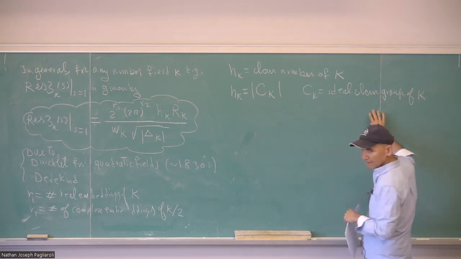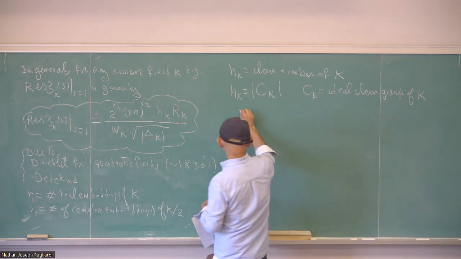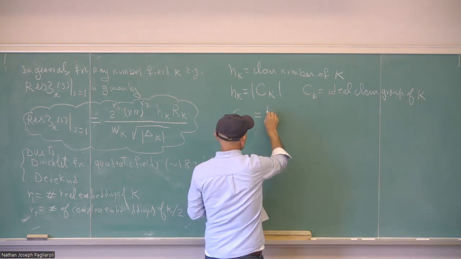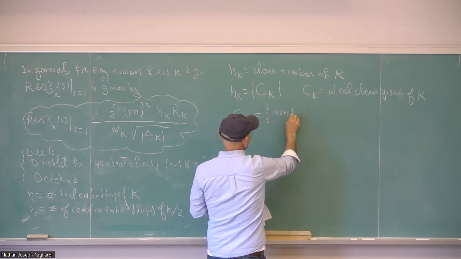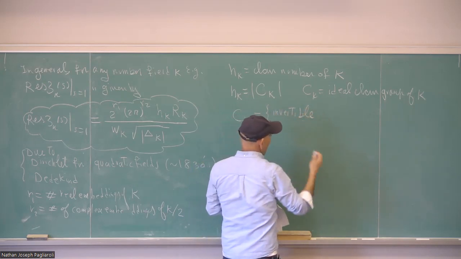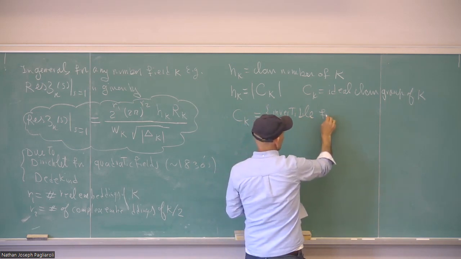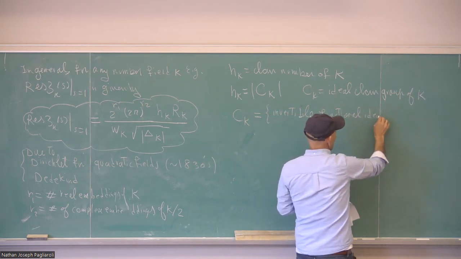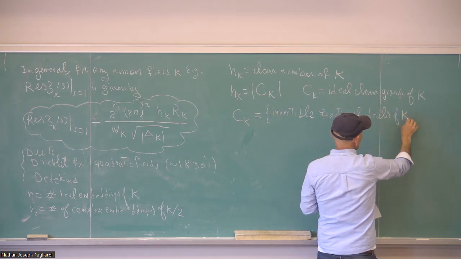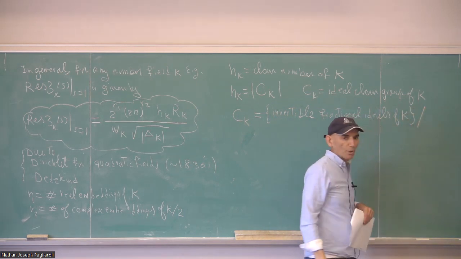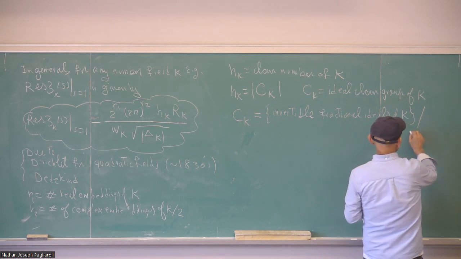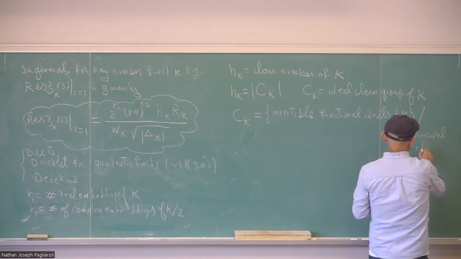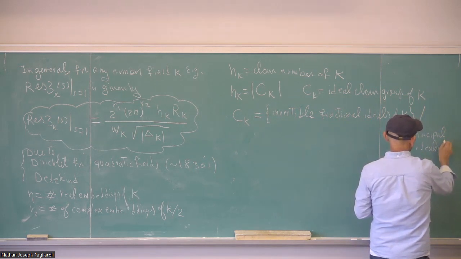And let me tell you how it is defined. So basically, this C of K is a quotient of two groups. One group is invertible fractional ideals of K, divided by principal ideals.